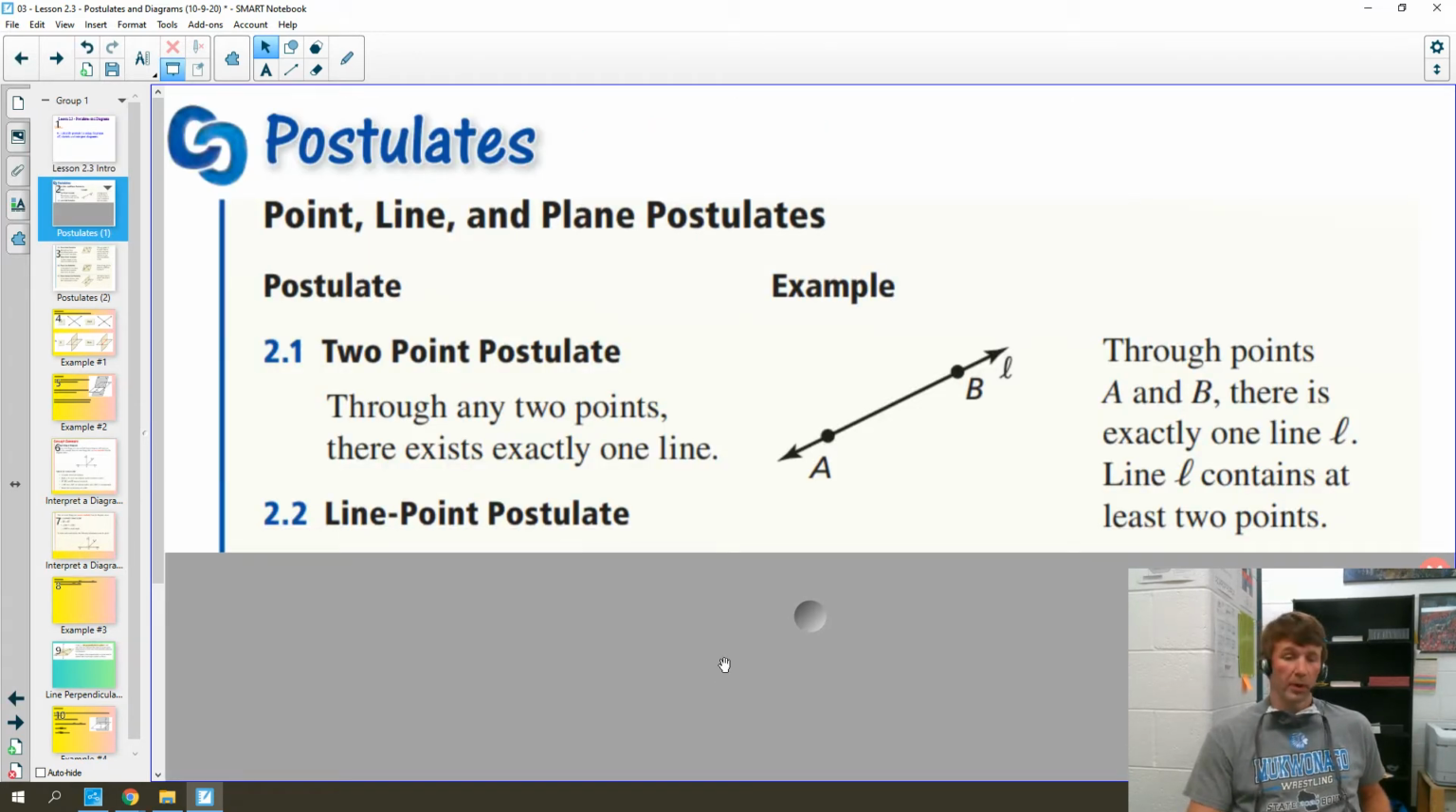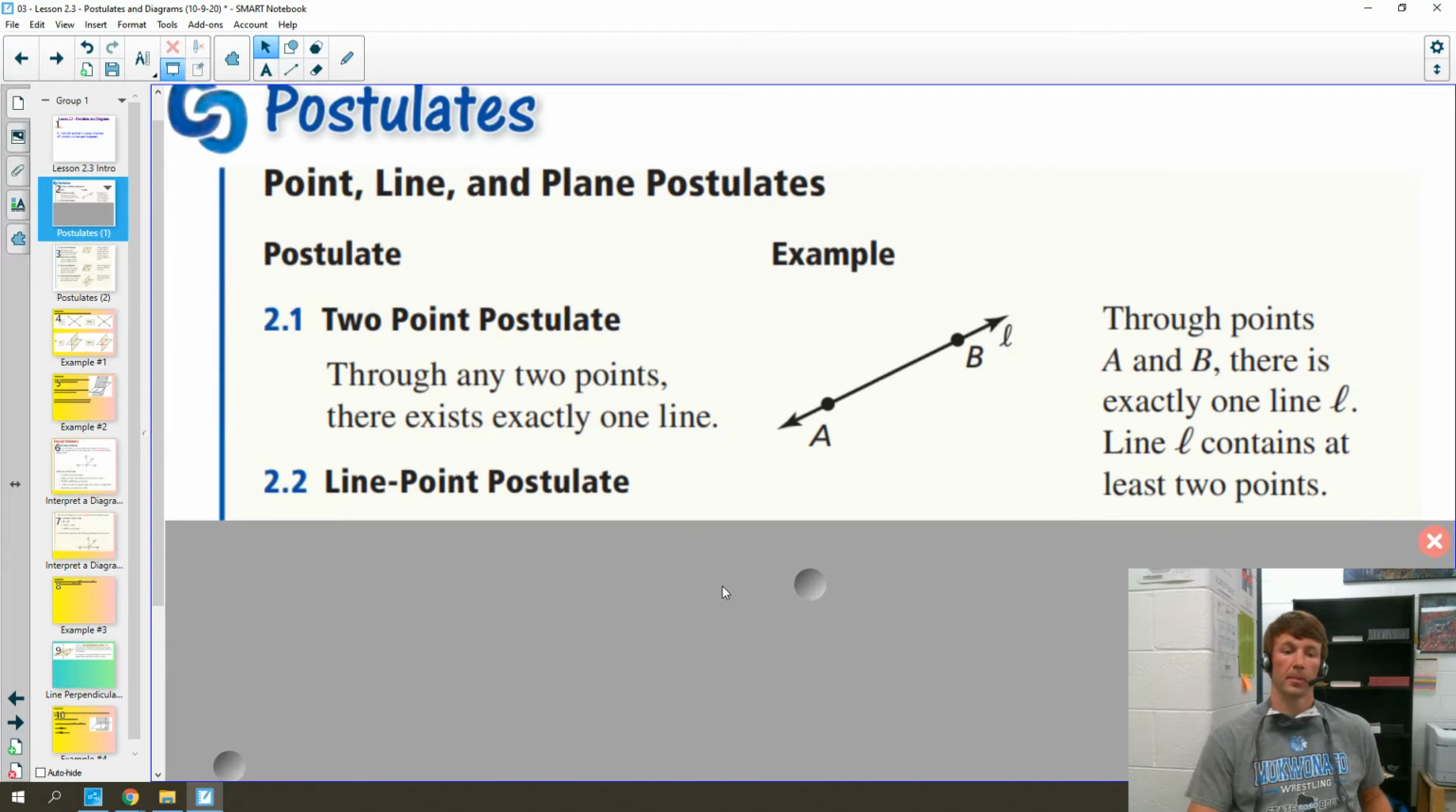Yeah, we added these all to our notes in class. So let's just go. Here we go. 2-point postulate. Through any 2 points exists exactly 1 line. So you've got 2 points, points A and B. There exists exactly one line L. Right? There was not more than one line that we could draw. We could name it differently, but it's always going to be that one line.